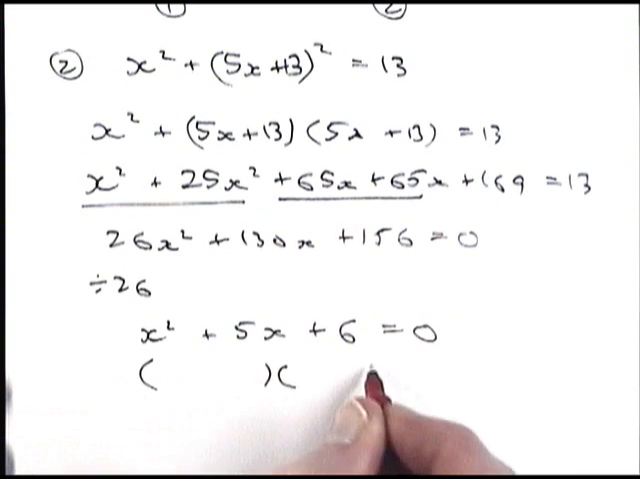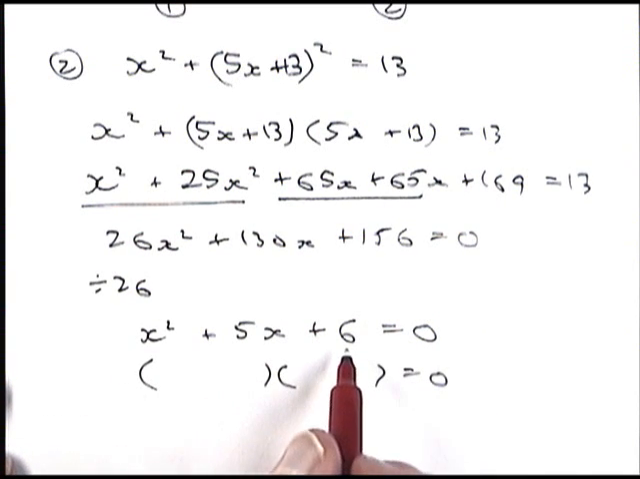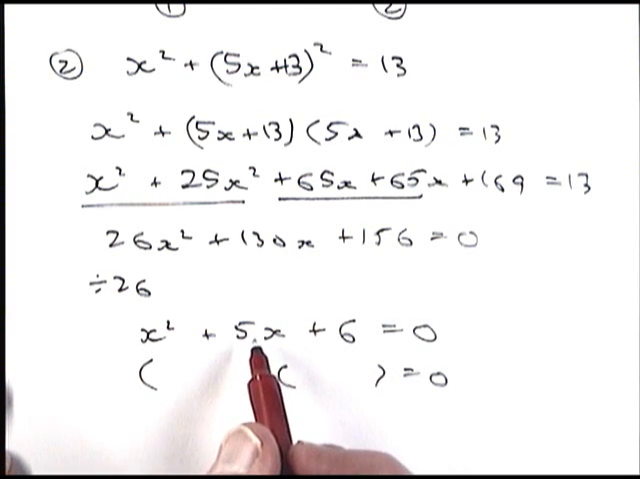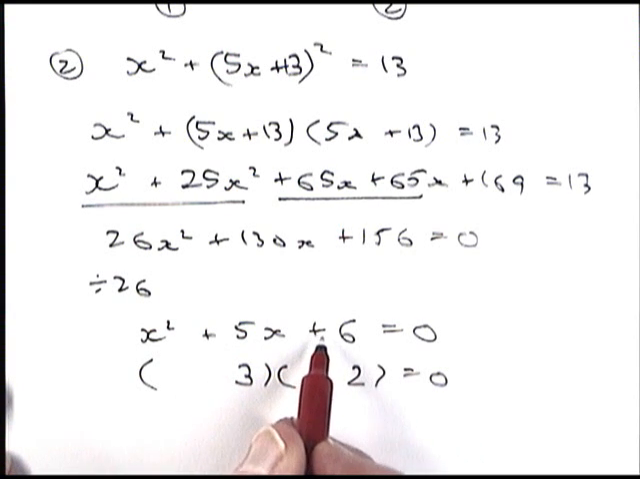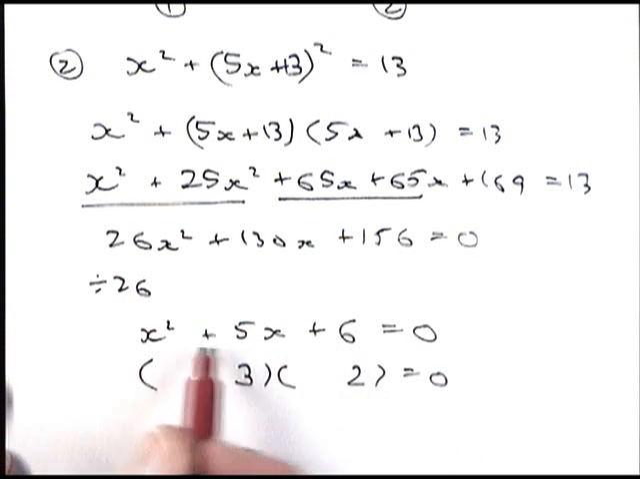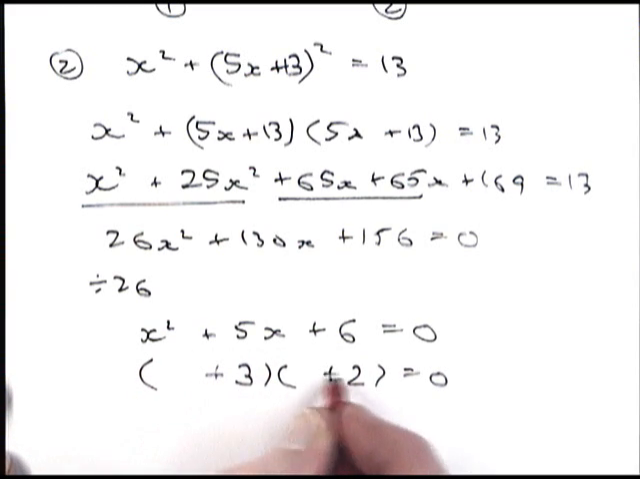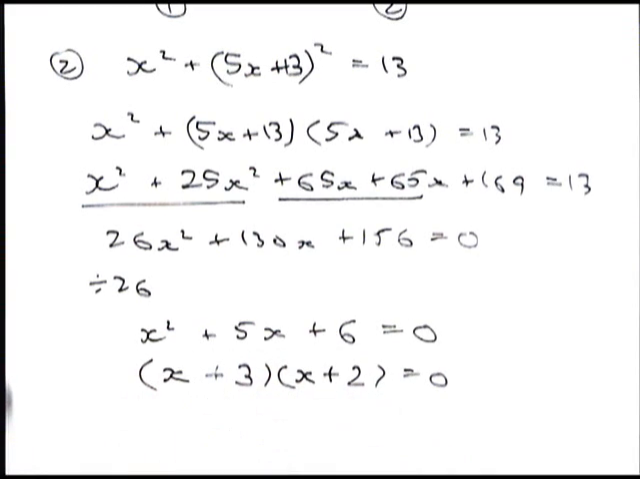If I'm factorising this, I need two numbers that multiply together to give me 6 and add to give me 5. That's 3 and 2. The signs are both the same. A plus sign there tells you that. They're both the same as that. So they're both pluses, and then I can put the x in there.